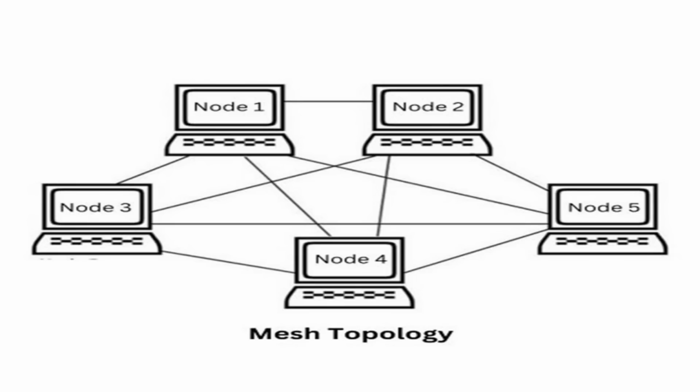This creates multiple paths for data to travel. Mesh networking can be a full mesh, where every device is connected to every other device, or a partial mesh, where some devices have only a few connections. Mesh topology is something that causes some confusion.